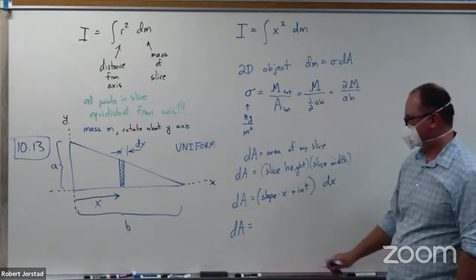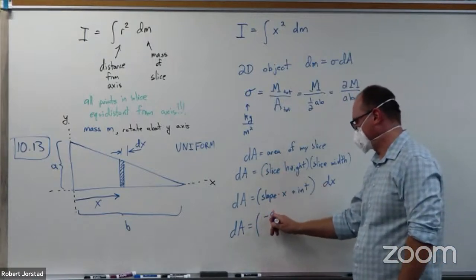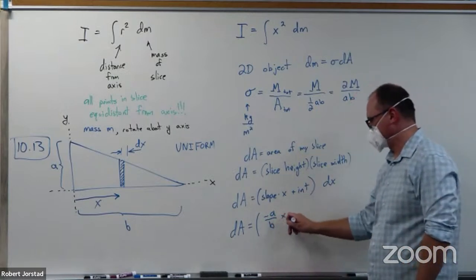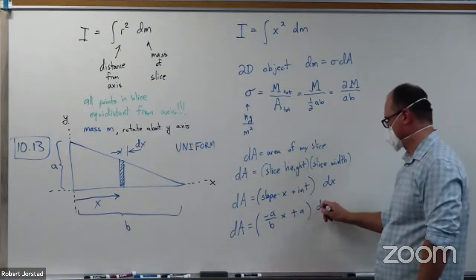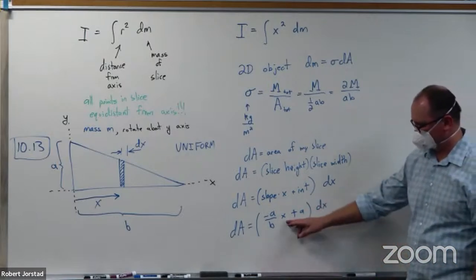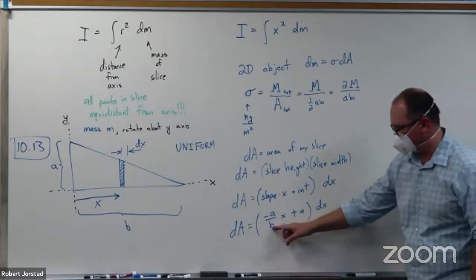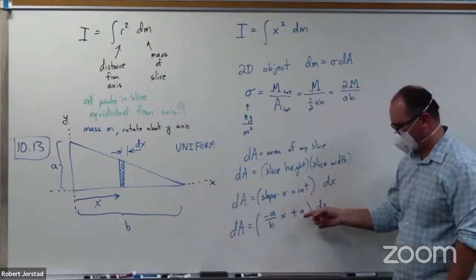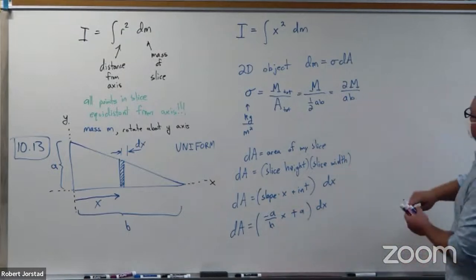What's the slope? Rise is negative a over b is the run. The intercept is a. Before going on, I always check. When x equals 0, I get the correct height, a. When x equals b, I get 0, also the correct height. Because the function works at 2 points and it's a line, I'm good. I plug in everything.